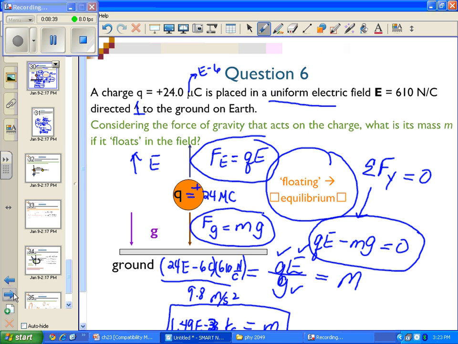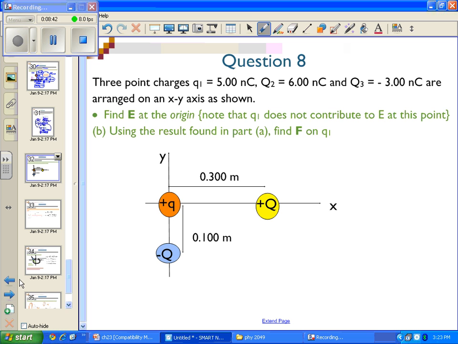Oops. Need to go lower. There we go. Question 8 gives us 3 point particles, particularly charges, Q1, 5 nanocoulombs, Q2, 6 nanocoulombs, Q3, negative 3 nanocoulombs. They are arranged on the XY plane as shown. And the first part here, never mind that this has been converted to a dot, it's part A. Find the electric field at the origin. B, use the result of part A to find the electric force on charge 1.